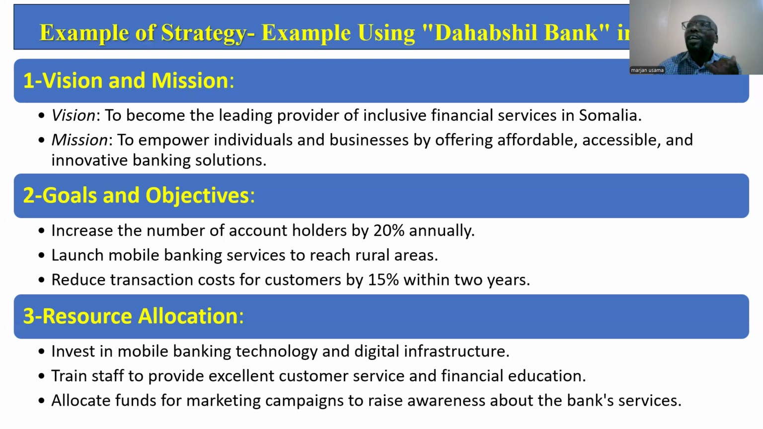Then number 3, resource allocation. Once we have our goals, then what should Dahabshil Bank do? For example, if Dahabshil is saying we want to increase the number of account holders by 20% annually, okay, we need some resources to achieve this goal. For every goal, resources. Every goal has to have resources that will help us to achieve it.